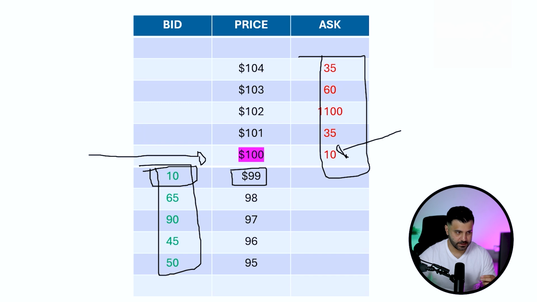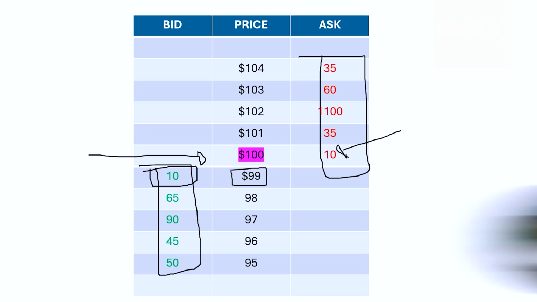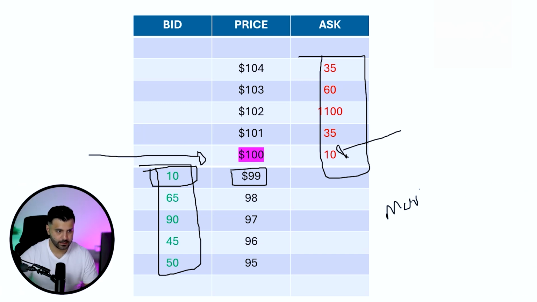So the point of this is, as you can see, we have sellers willing to sell at 100, and we have 10 contracts or 10 shares of buyers willing to buy at 99. So right now we don't have an agreement between the buyers and the sellers. We have buyers who are saying, okay, we want to buy at 99. We have sellers saying, no, we're going to only sell at 100. So if we just had limit orders in the book like this, the market would just not move because there's no agreement between the buyers and the sellers. Okay, this is why we need market orders.